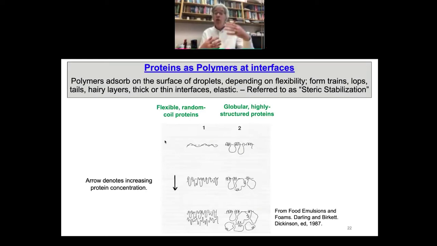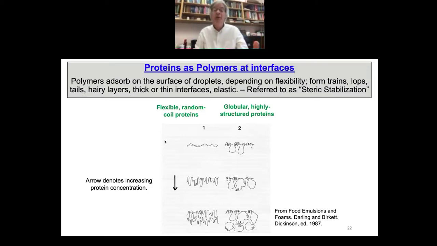And as a result of that, you may get a substantial amount of the protein extending away from the surface of the droplet into the aqueous phase, and that can confer a tremendous stability to protein-stabilized emulsions. We often refer to that as steric stabilization, because that refers to the portions of the molecule that are extending away from the interface and the interaction then of those portions of the molecules with other droplets that may come in close proximity.